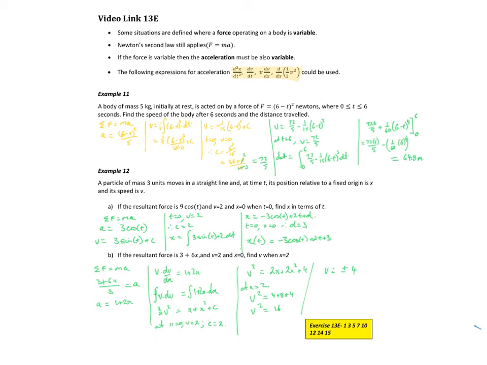Okay, so as you're saying, the sum of the forces is still ma. So the force 6 minus t squared is equal to 5a. So if I divide the 5 across, I now get a relationship for a in terms of t. So then we just work through our integration process.